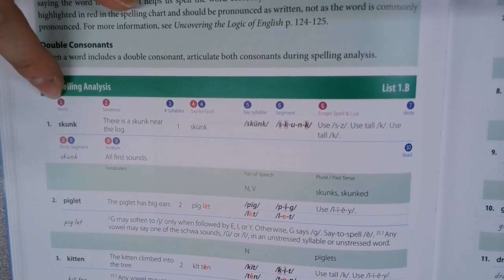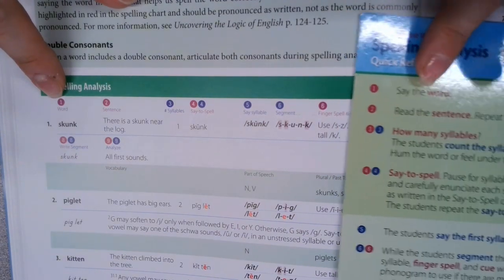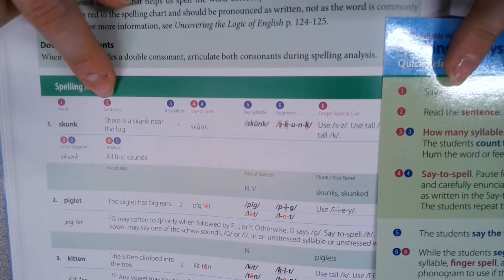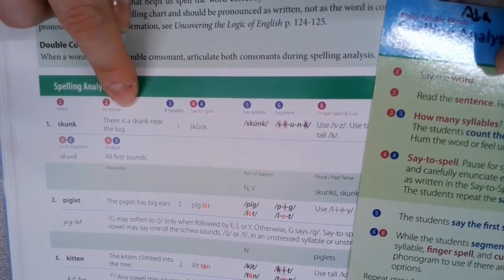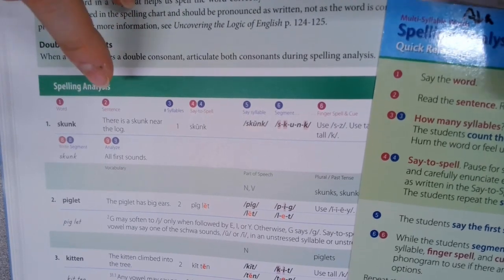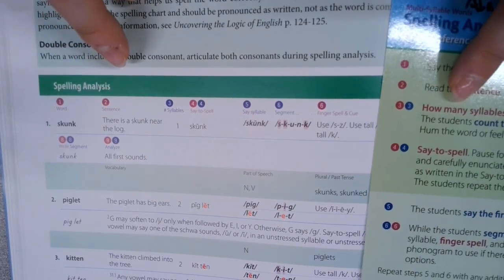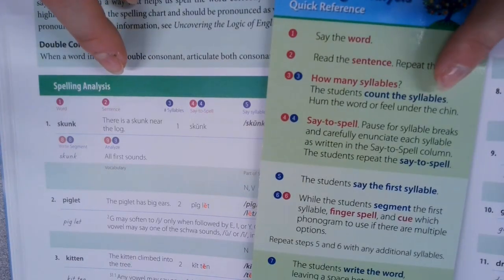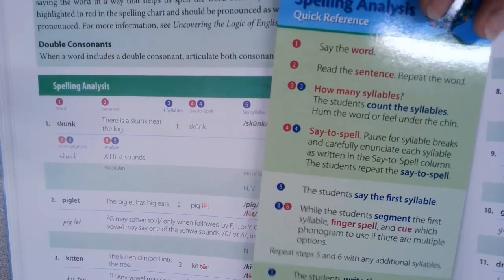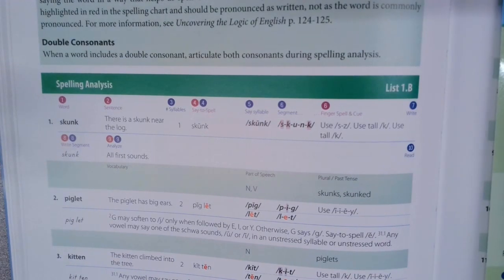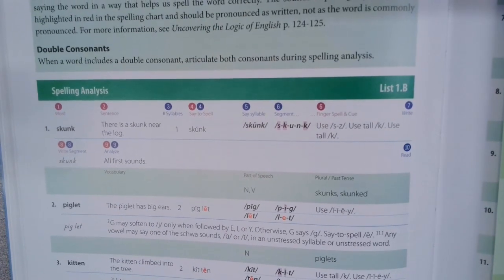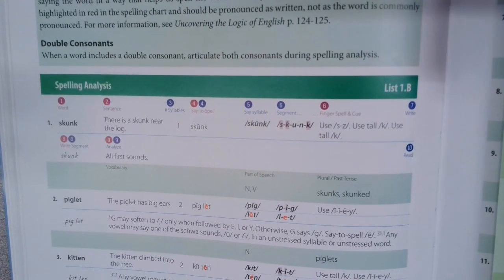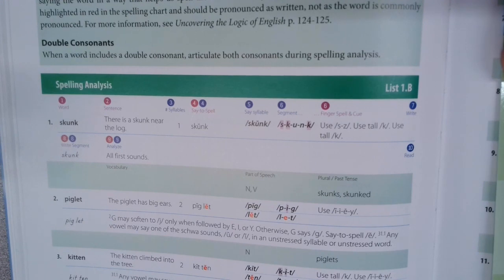So when I see the word, number 1, it says, say the word. So I'm going to say skunk. Then I go on to number 2, sentence. It says, read the sentence, repeat the word. There is a skunk near the log. Skunk. Okay. Number 3, it says, how many syllables? The students count the syllables. They can either hum the word or they can put their hand under their chin, and you're feeling for how many times does my chin move. So if I say skunk with my hand under my chin, I notice my chin goes down 1 time. So I'm going to say skunk, 1, or I can hum it, 1 syllable.